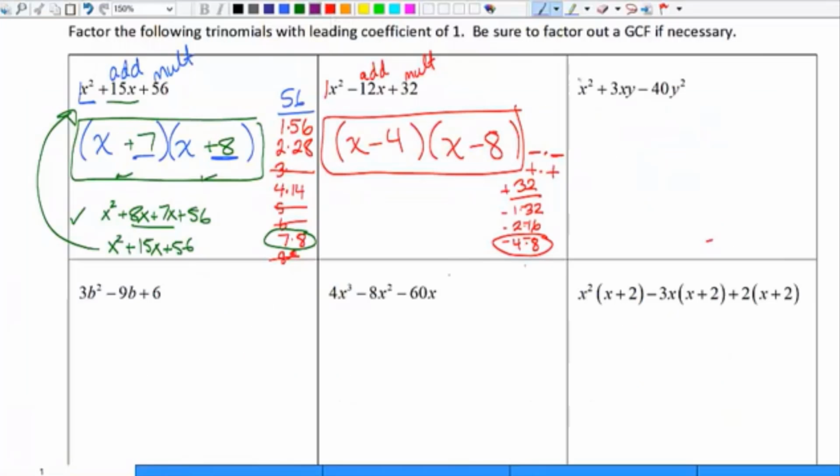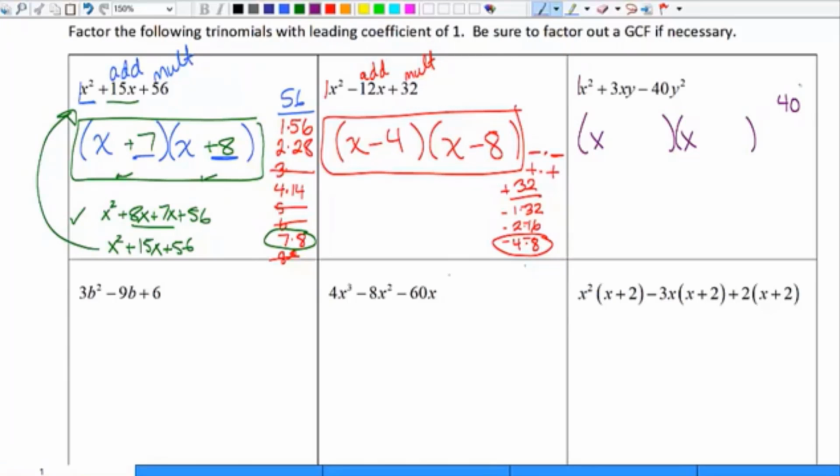So our third problem, again, we have a leading coefficient of 1. So I know my answer is going to have two binomial factors. I know my leading term is going to be x and x. I'm going to go ahead and put that in there right now. And I need to work on negative 40.